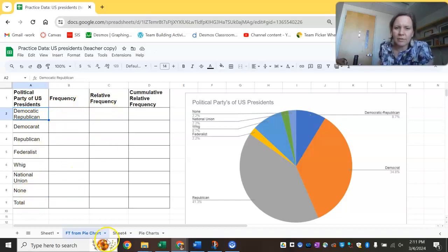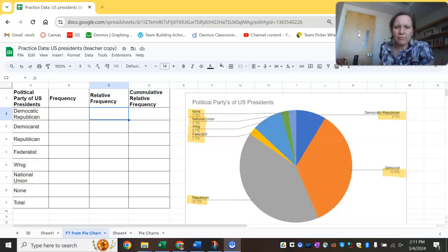Frequency is going to be our count. Relative frequency is our percentage. Cumulative relative frequency is then sort of adding up that relative column. Now, without doing anything, I could just start going in and filling in my relative frequency, because those are going to be the percentages that we see right here on the pie chart. So notice 8.7%, 34.8%, 41.3%, the 2.2, 8.7, and then a bunch more 2.2s. That might help a little, so we're just going to start filling that in.